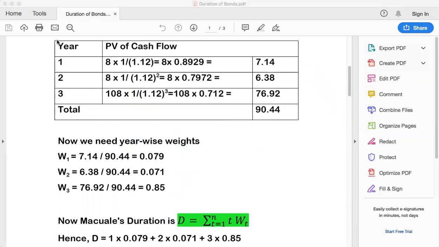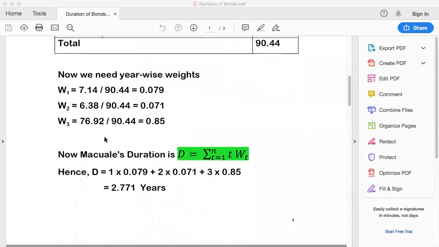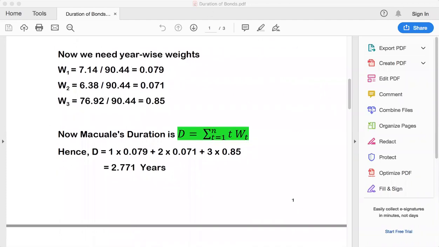If you have found out the weight in step 2, step 3 is pretty simple. You can simply deploy this formula: you multiply each weight by the time. So weight 1, you multiply it by 1 here. This is weight 2, you multiply it by 2 here. This is weight 3, you multiply it by 3 here. You sum it up, and lo and behold, your duration, the Macaulay duration, is with you.